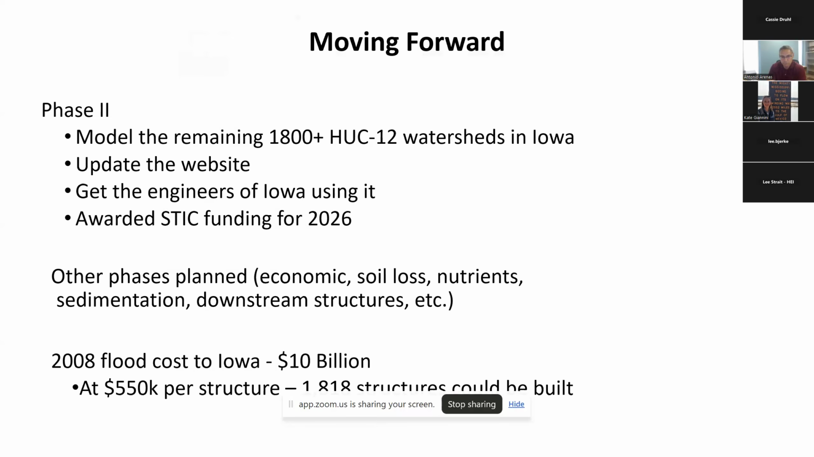We've talked about phase one. Phase two is, as Antonio said, to complete the HUC 12 watersheds that have not been done, and that's a lot of them. And then we'd have to update the website so all of that information becomes available. They have been awarded STBG funding, which will get some of this work done in the northwest part of the state because of the recent flooding they've had up there.